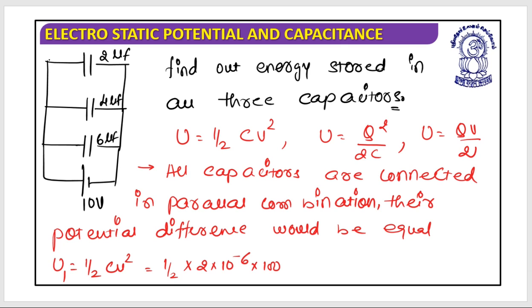So I hope you understand the things. Here these three are connected in parallel, and I know that when capacitors are connected in parallel, they have the same potential difference. And if they have the same potential difference, I should go with half CV square. Yes, and this will help us. I hope this is clear.